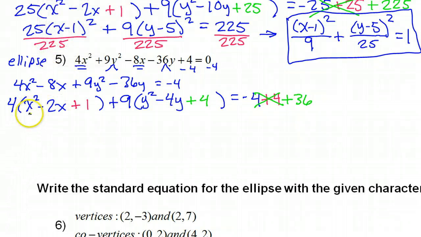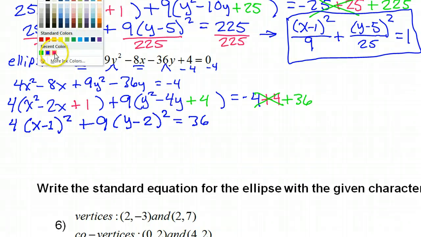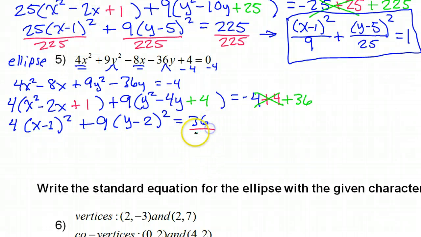So completing the square gives me the same thing twice. So this will be x minus 1 squared, and it'll be 9 times y minus 2 squared is equal to 36. Now, this is trying to be an ellipse, and for the ellipse standard form, I need a 1 over here. So I'm going to divide both sides by 36.